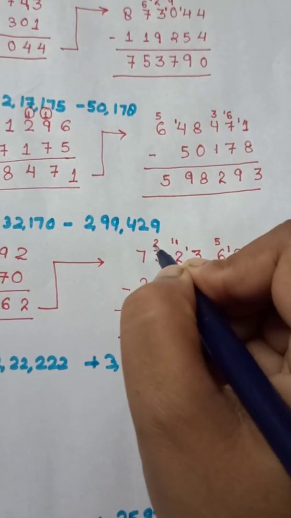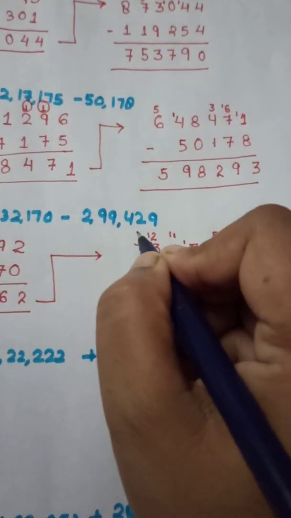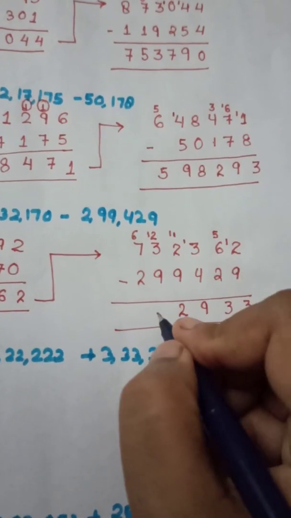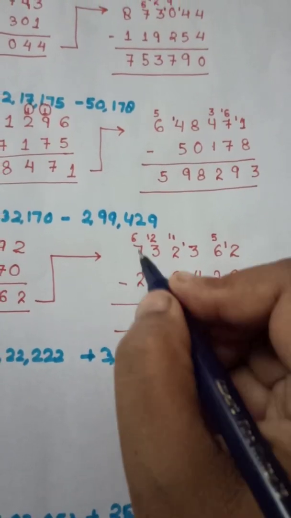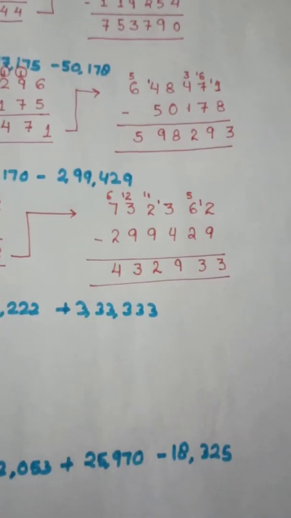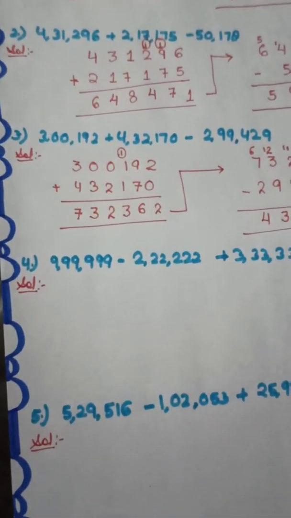It will be left with 2. Take again one borrow and it will be left with 6. 9 subtracted from 12, 3. 2 subtracted from 6, 4. Okay. Now fourth part.